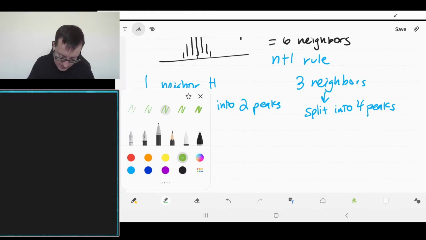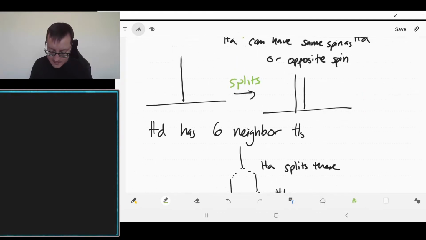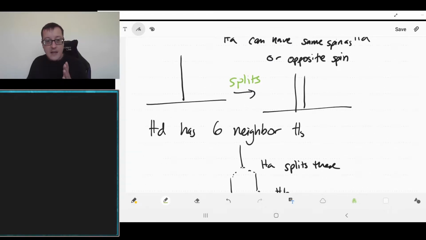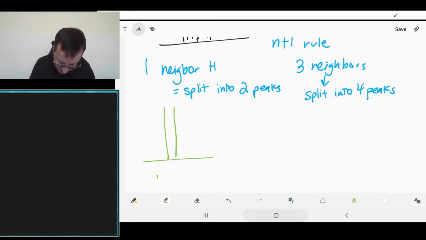If it's split into 2, those 2 peaks are equal to each other, because that's just this kind of first division here. Half of them go higher energy because they are the opposite spin. Half of them go lower energy because there's the same spin. We have synergistic effects there. So we take half of our protons, move them up, half move down. That's a doublet. They're equal.